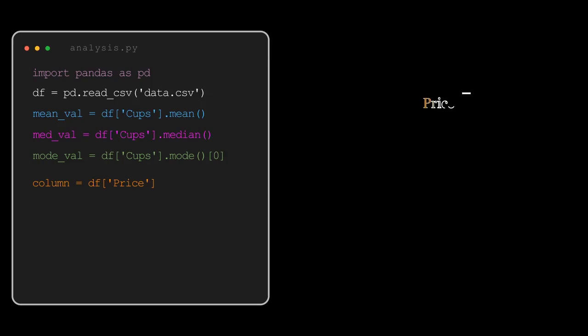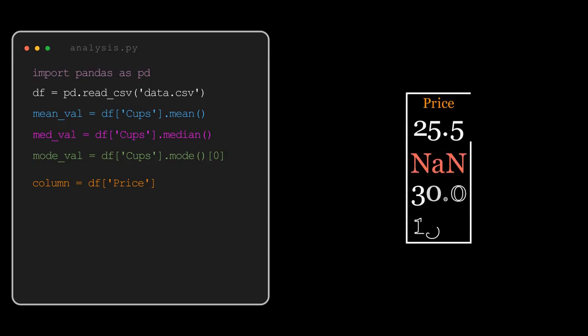The third pillar is the mode, the value that appears most frequently in our dataset. A dataset can have one mode, multiple modes, multimodal, or no mode at all if every value is unique. In Pandas, we use the .mode method. Note that .mode returns a series because there could be a tie for the most frequent value.